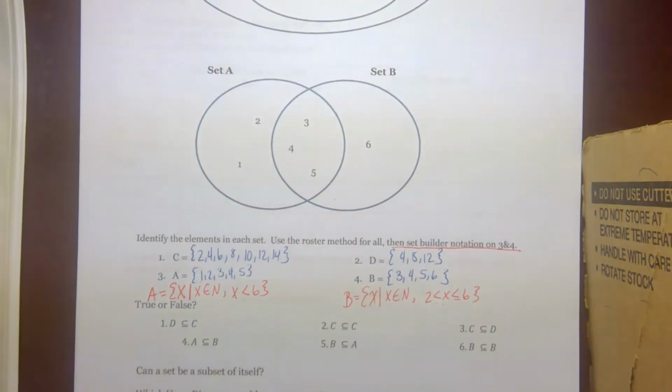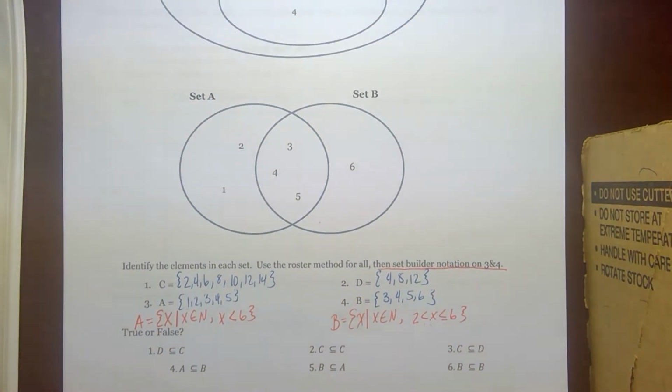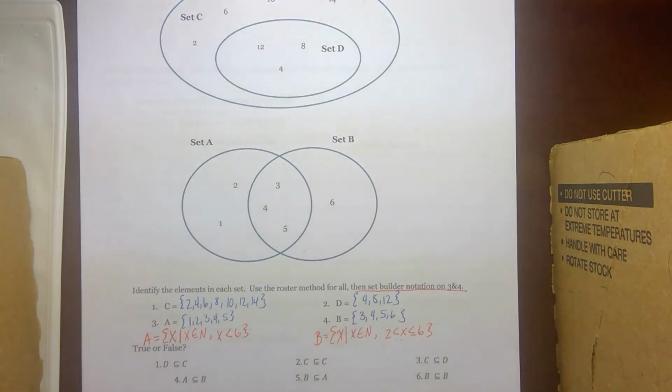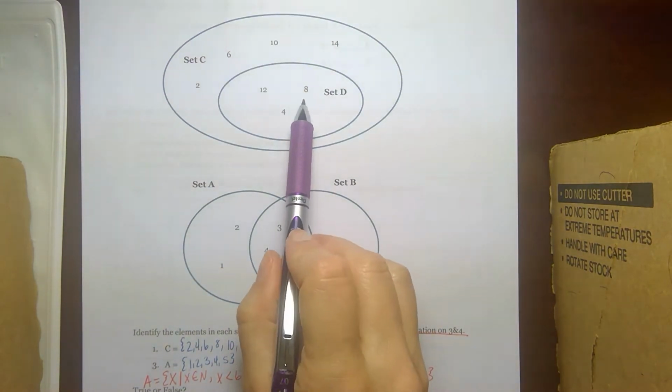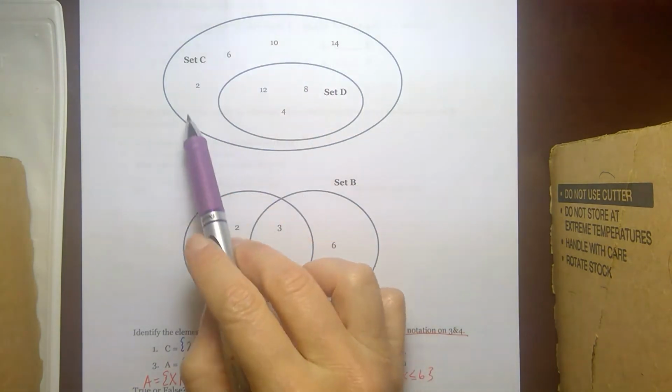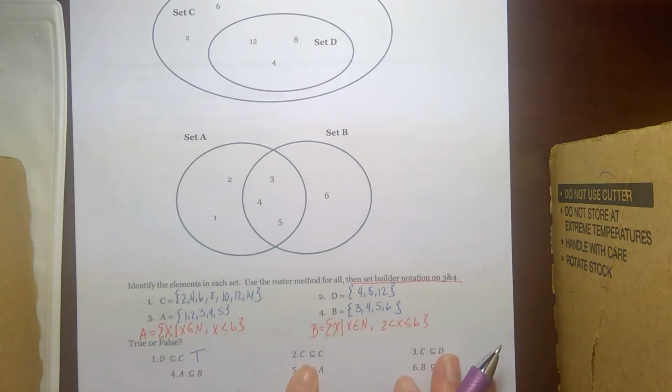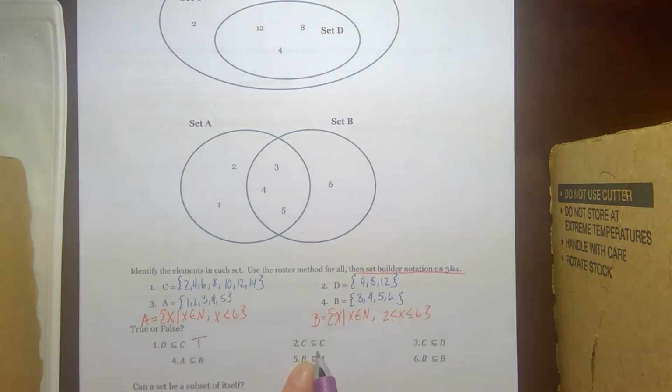Okay, now we're asked some questions about these sets, A, B, C, D. First, we're asked, true or false, D is a general subset of C. Well, is everything in D also inside C? Yes, that is true. Then number 2 says, C is a general subset of itself. Well, that's true. It wouldn't be a proper subset of itself, but it's a general subset of itself.